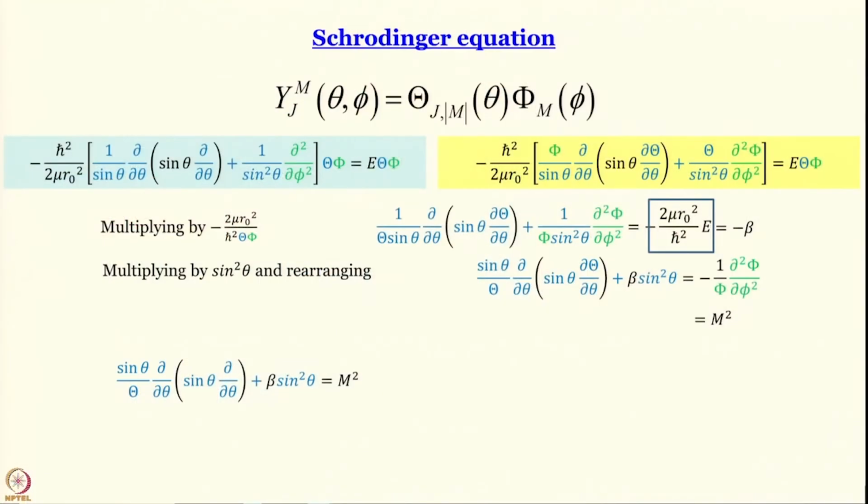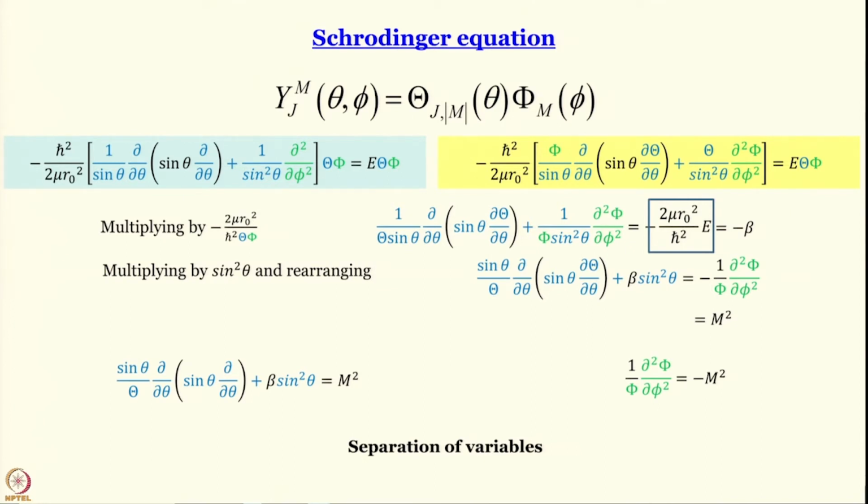We have two equations now. We can write sin theta divided by capital theta d theta of sin theta d theta plus beta sin square theta is equal to m square. That is an equation that is entirely in theta, and we can write 1 by capital phi d2 capital phi d phi 2 is equal to minus m square. That is an equation that is entirely in phi and not theta. So, we have achieved the separation of variable that we had set out to do.